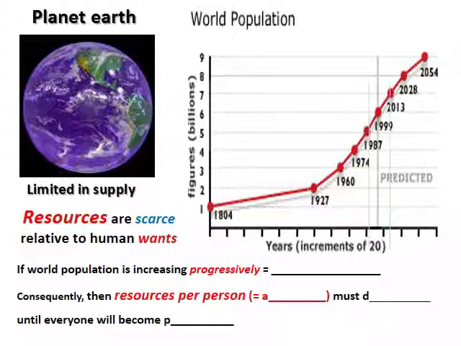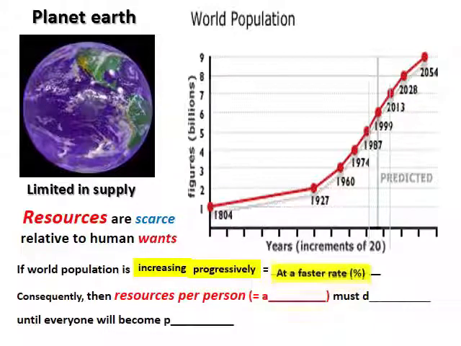The word we use in statistics and in economics quite often is that world population was increasing progressively. And by progressively, it means at an increasing rate. So the percentage change is increasing. We'll come back to that later in the course.